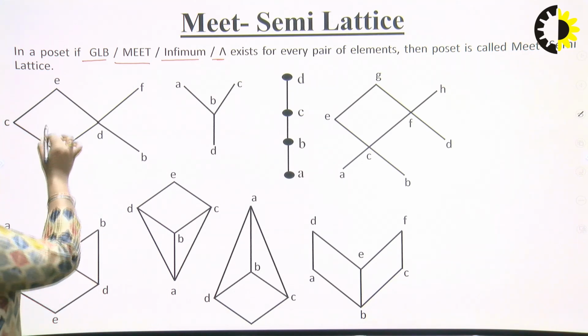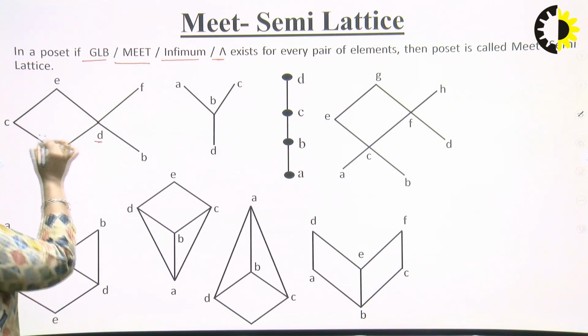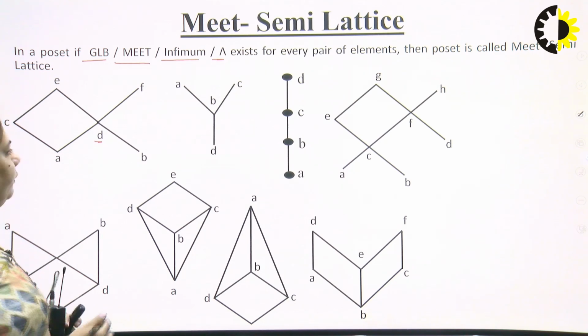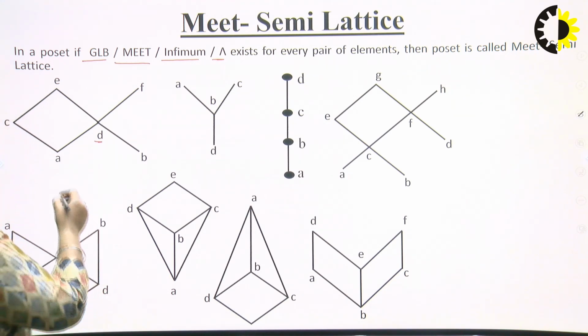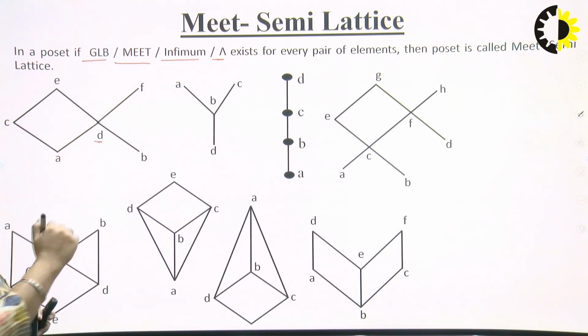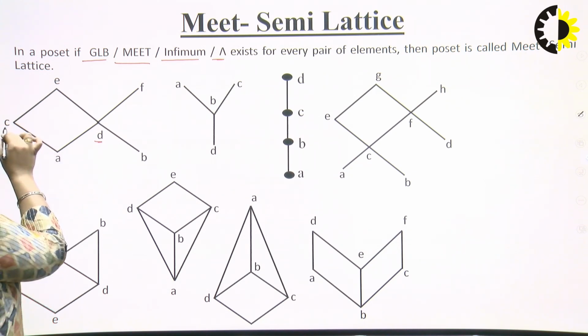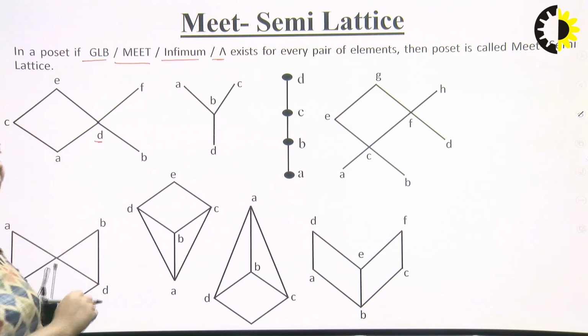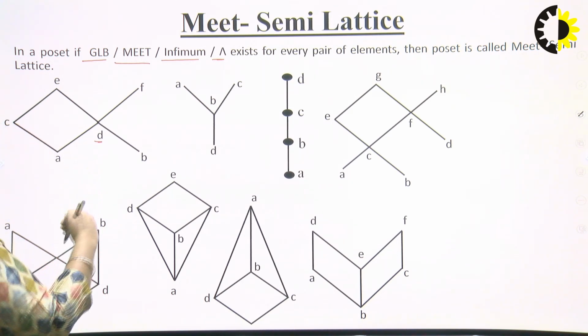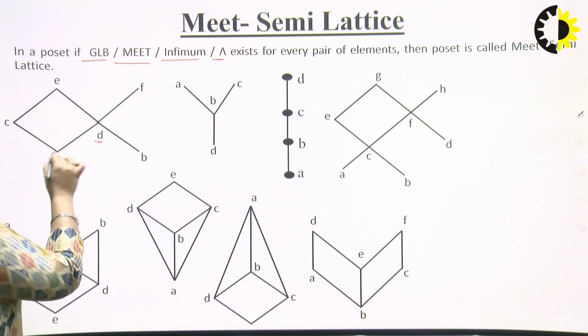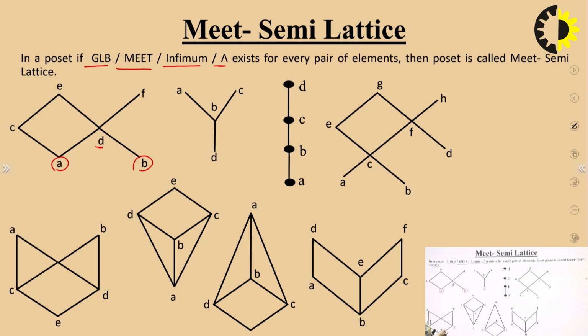This means that for any pair of elements in a Hasse diagram, we have to find the greatest lower bound. Lower bounds are always at the lowest part of the Hasse diagram. If we are talking about two elements, let us suppose C and D, then A would be the least element and B would be the least element below these elements, and we have to find the greatest lower bound. That means we have to find the lower bounds in these.